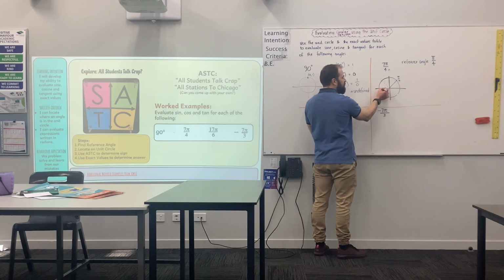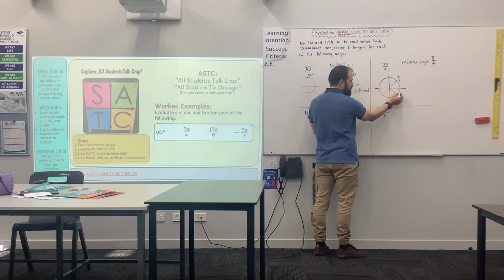3 pi on 4. 4 pi on 4. 5 pi on 4. 6 pi on 4. 7 pi on 4.